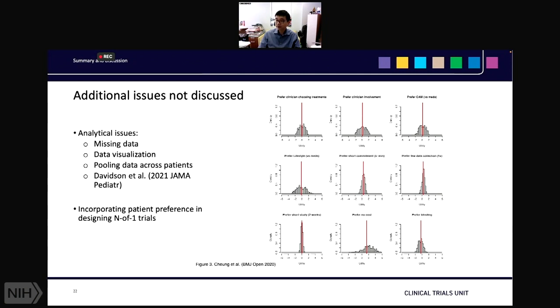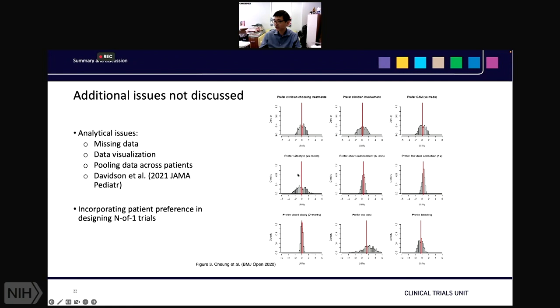And a very important practical element in running an N-of-1 trial is to incorporate patient preference in designing it. This is actually why, in Cheung et al., different patients would have different blood pressure medications on trial. That's first based on the patient background and also the patient preference. And what's interesting is that we found that not only is there heterogeneity of treatment effect in some therapeutic areas, but there's also heterogeneity of patient preference for different types of design elements.